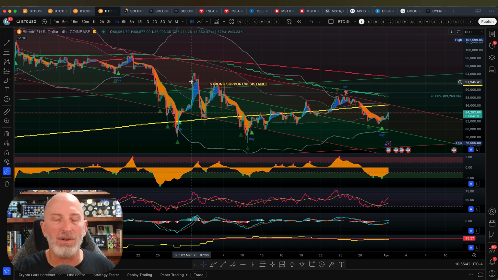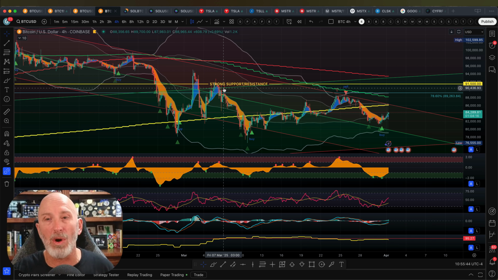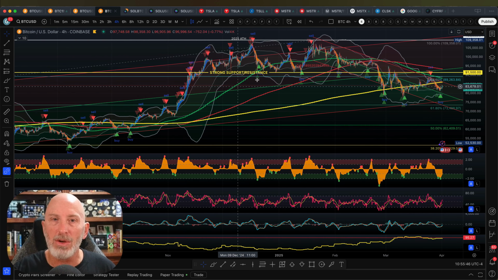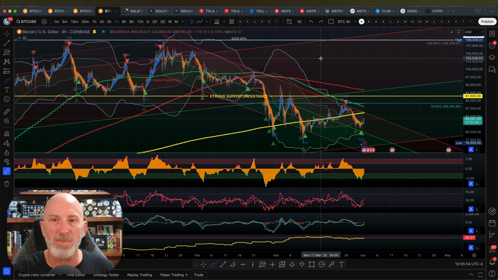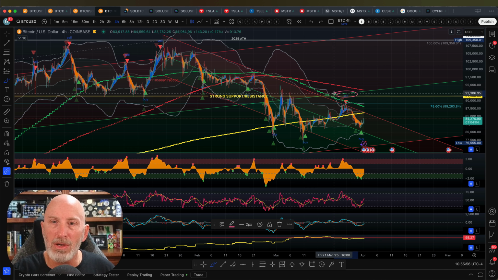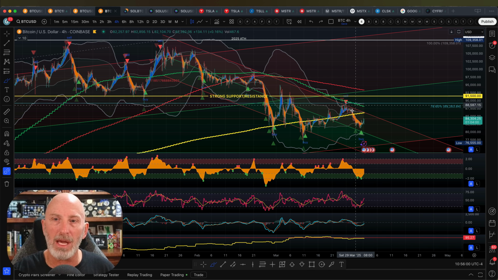If we move over here to the Bitcoin 4-hour chart, you'll note that we are still respecting the long-term linear regression, this upward linear regression channel that we're in. We almost made it to the midpoint of that channel. That's this green line right here. We didn't quite make it. We did go above the 200-day moving average and throw a solid sell signal on the confluence model.